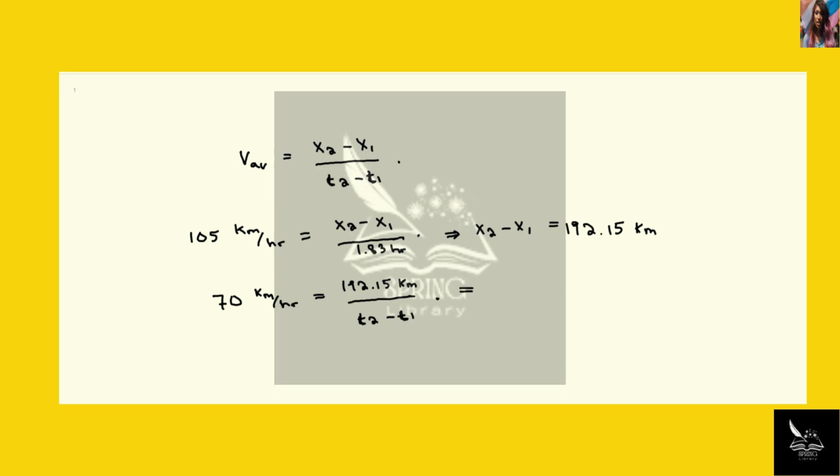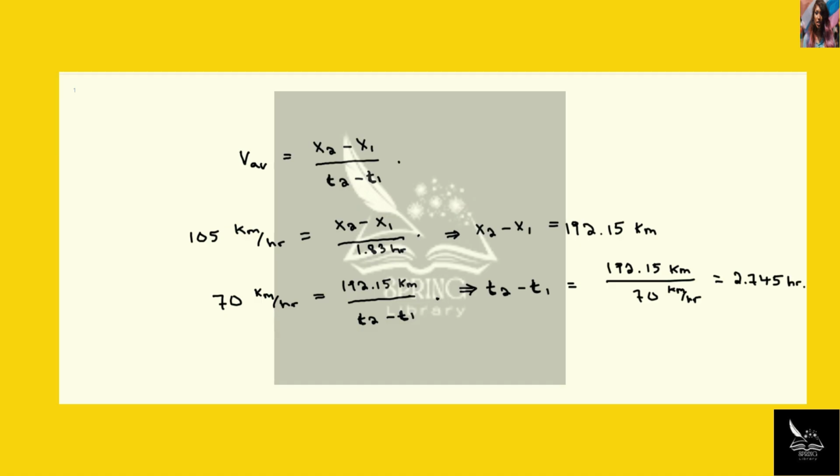And I solve this for T2 minus T1 by multiplying both sides by T2 minus T1 and then dividing by the 70. And so T2 minus T1 is equal to 192.15 kilometers over 70 kilometers per hour. And then whenever you do that division, you get 2.745 hours.